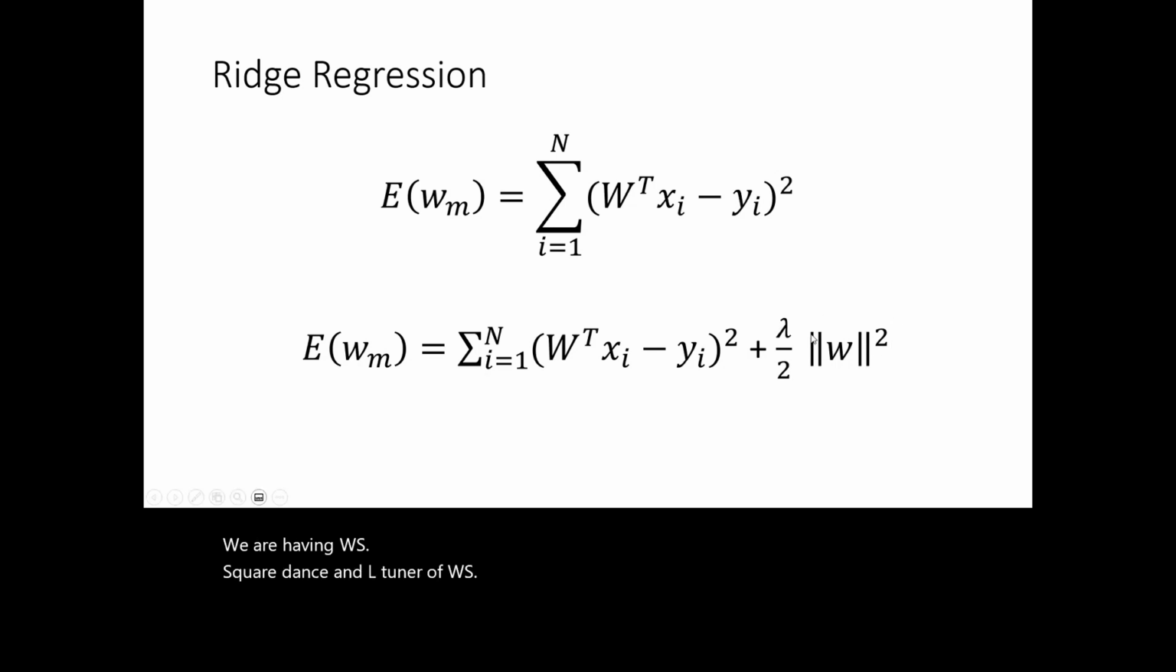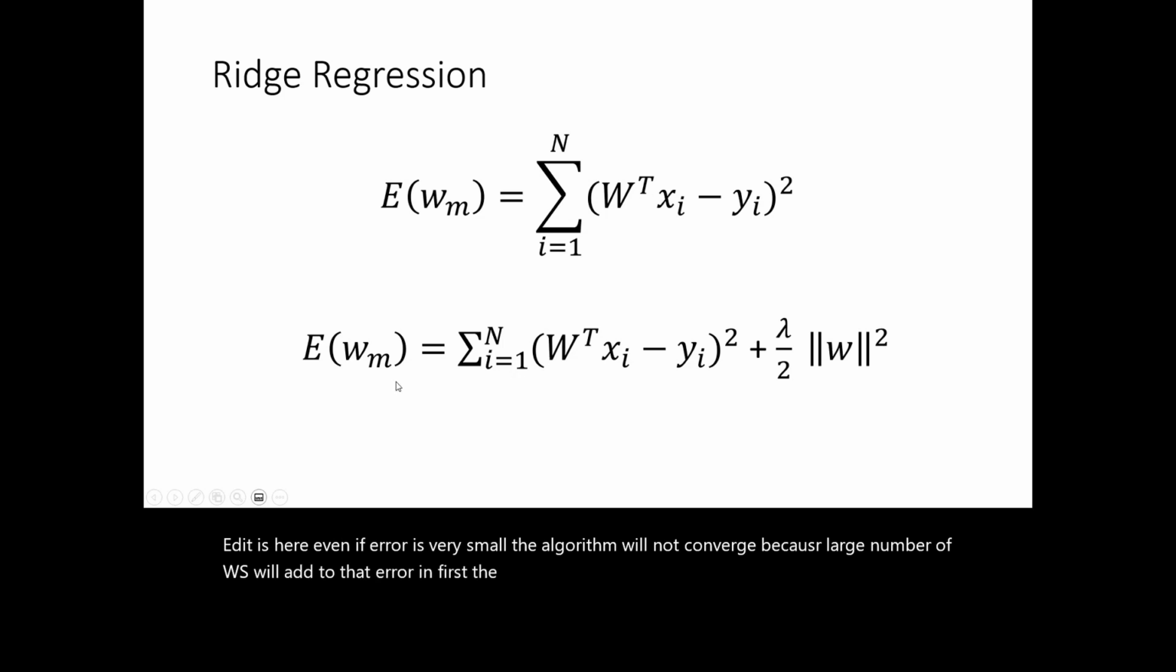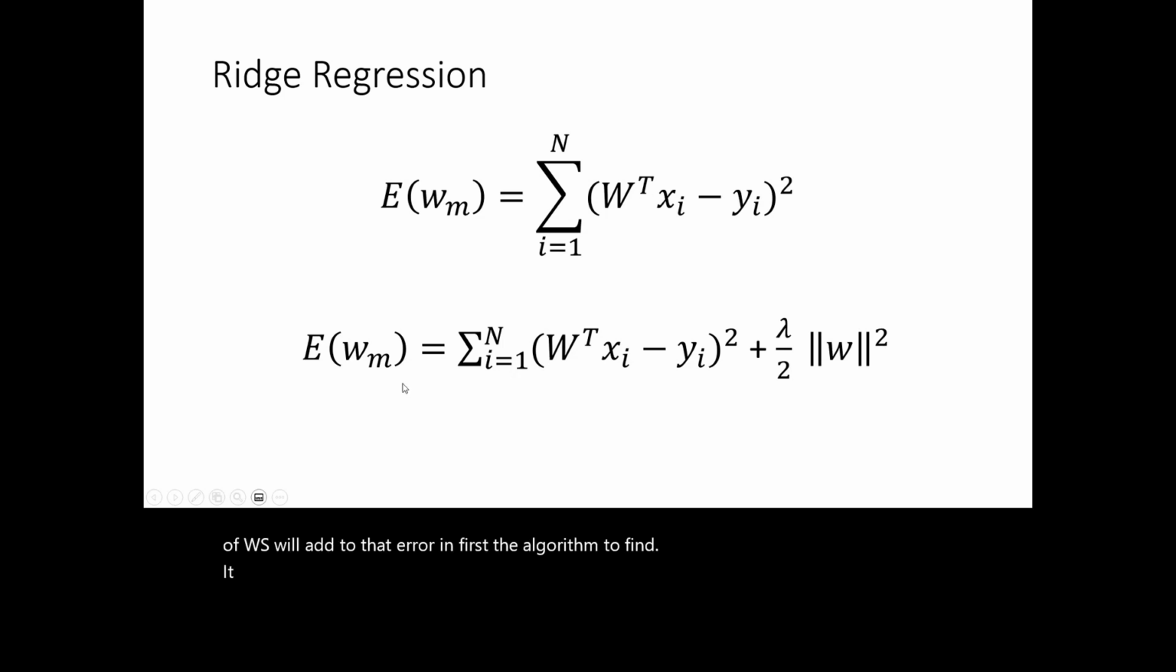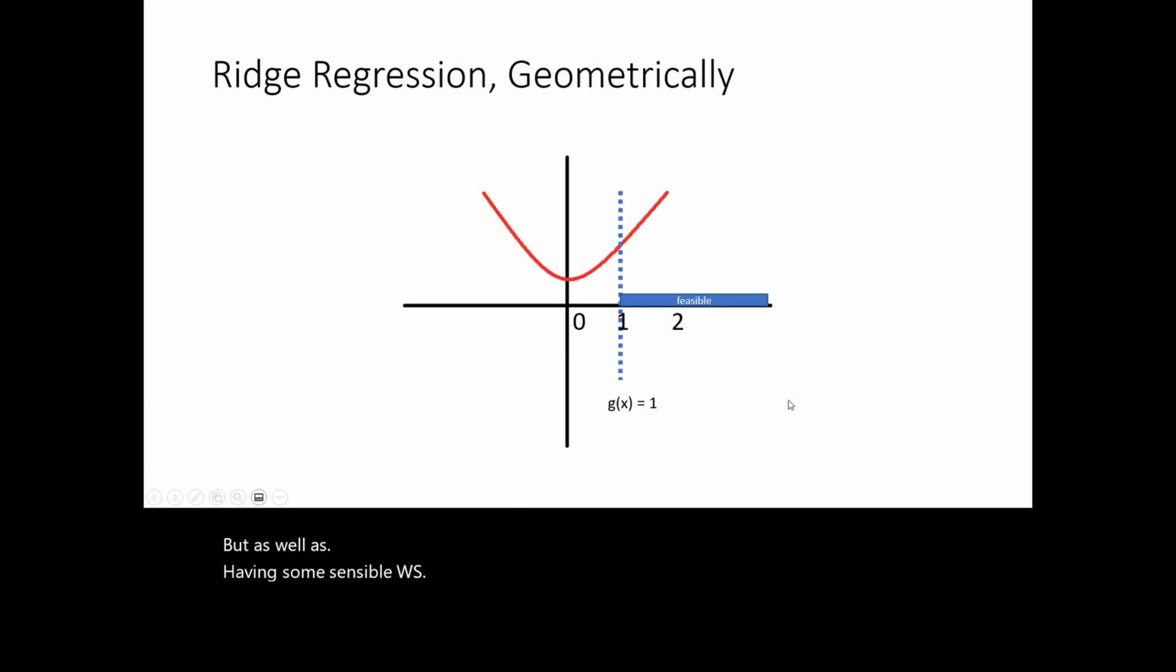If we take the L2 norm of the W's, it's going to force the iterative least squares algorithm to think of error. Error is here. Even if the error is very small, the algorithm will not converge because a large number of W's will add to that error and force the algorithm to find a constrained solution that is not only looking at reducing the error, but also having some sensible W's geometrically.